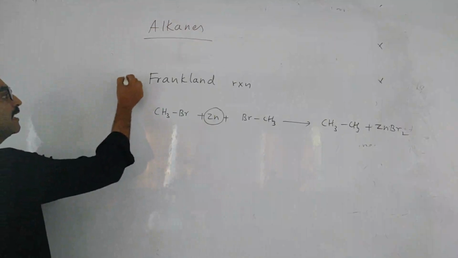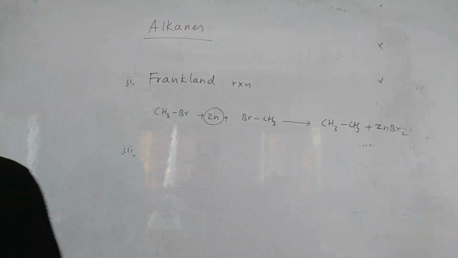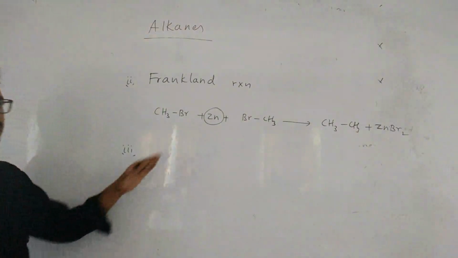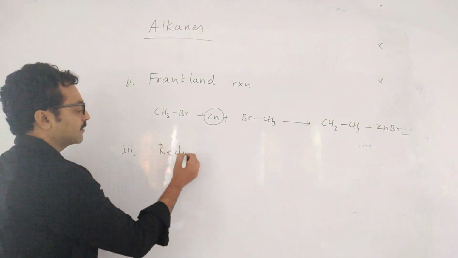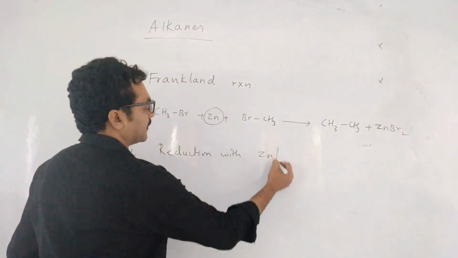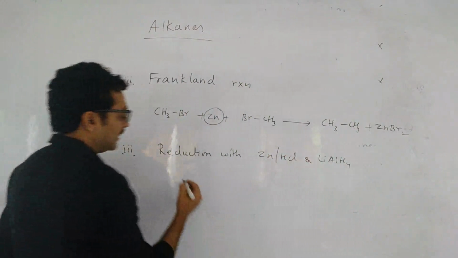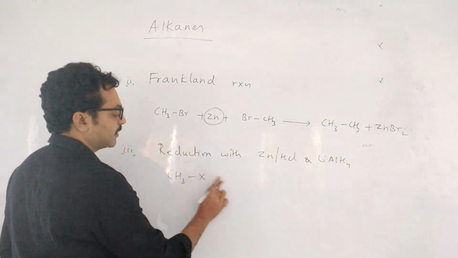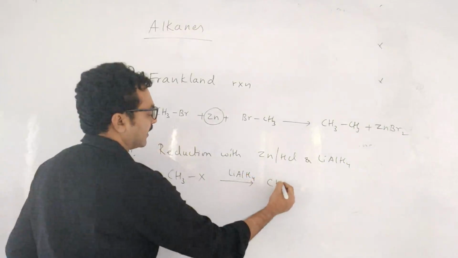This is also from alkyl halide, right? First one is Wurtz reaction from alkyl halide, and second one is Frankland. Right, children? Same. Third one, reduction, with zinc in the presence of HCl or lithium aluminum hydride. So alkyl halides on reduction form alkane.